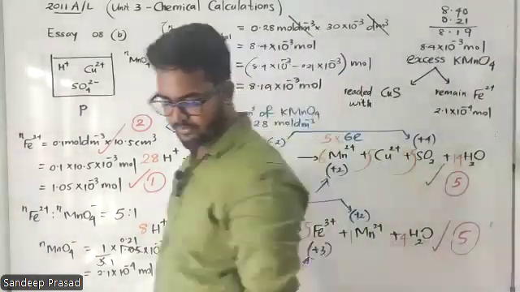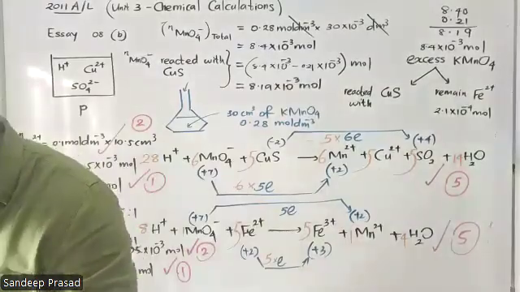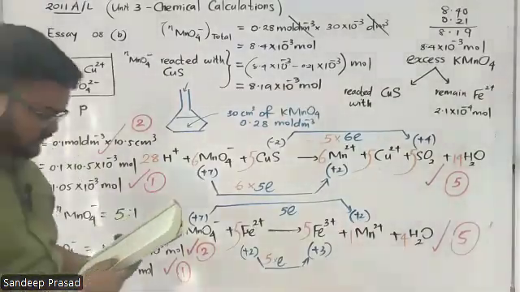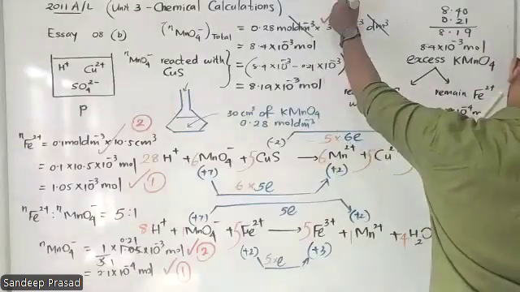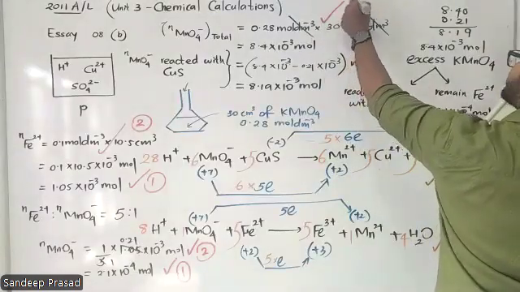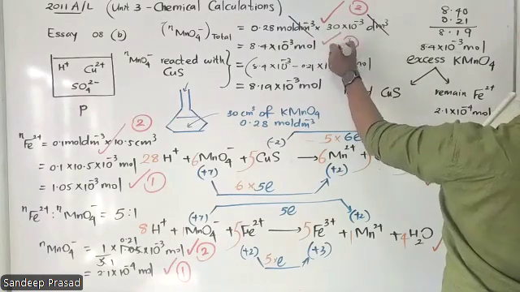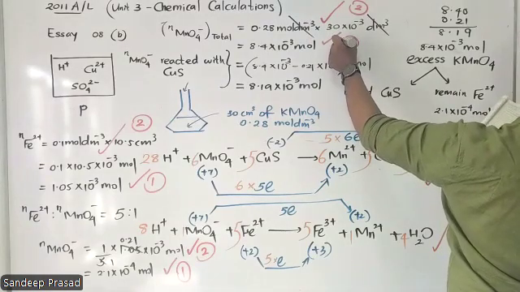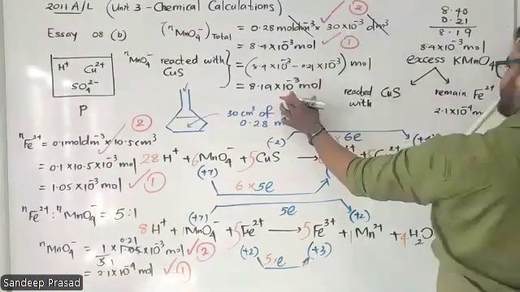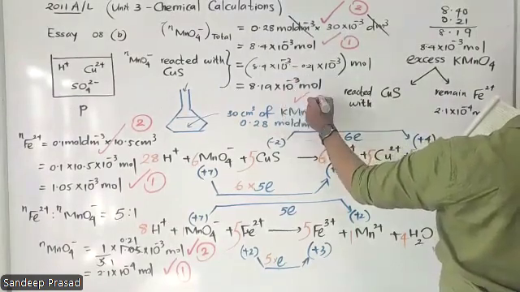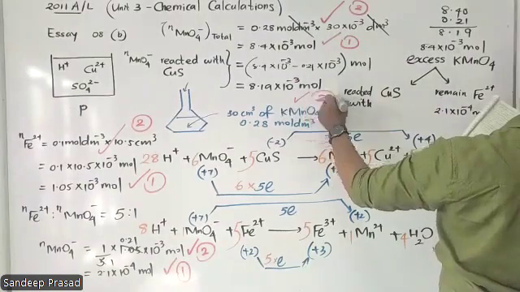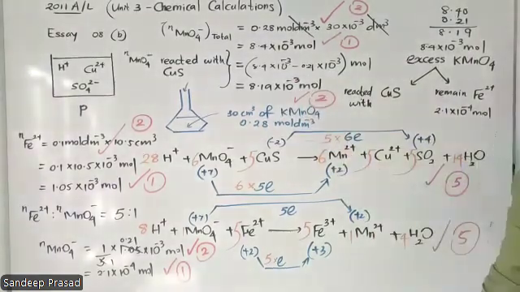Now only we are coming to the point. Now for this calculation they have given 2 marks. For this number of moles they have given 1 mark. For this number of moles of potassium permanganate reacting with copper sulfide they have given 2 marks, up to here.